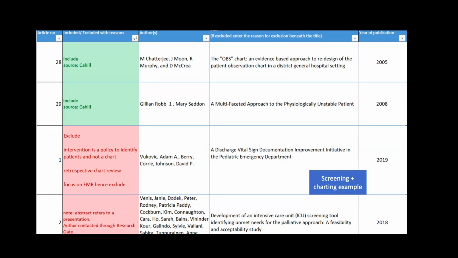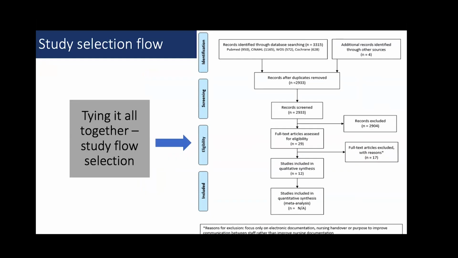So all this ties together to our study selection flow chart. We started with 2,933 papers after duplicates were removed, and you can see the process as we ended up removing and sifting through the articles to remain with 12 studies.